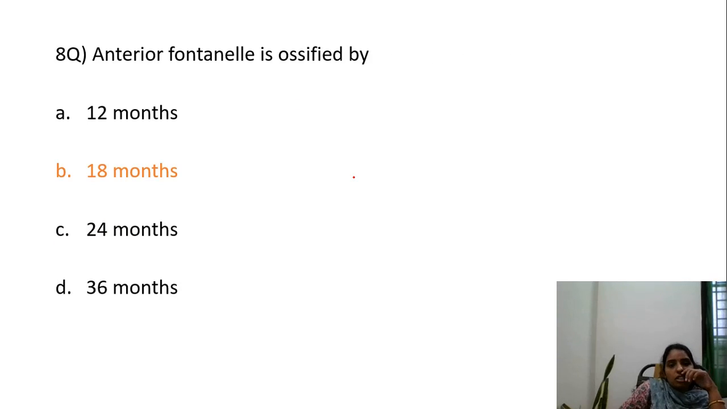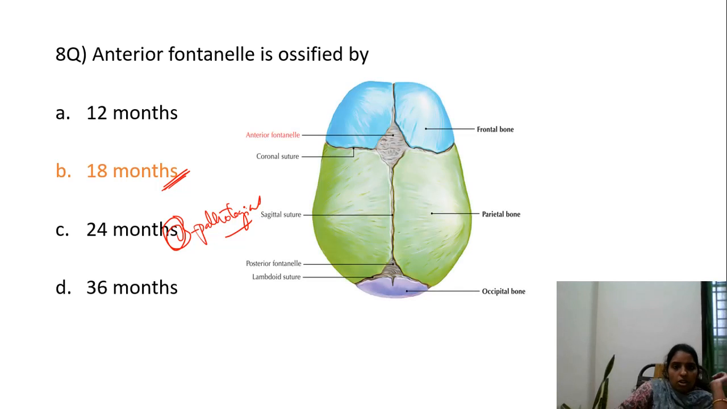Next, the anterior fontanelle is ossified by 18 months. If it is not ossified by 24 months, it is pathological. This is the anterior fontanelle, diamond shaped, ossified by 18 months. This is the posterior fontanelle, triangular in shape, which is ossified by term.